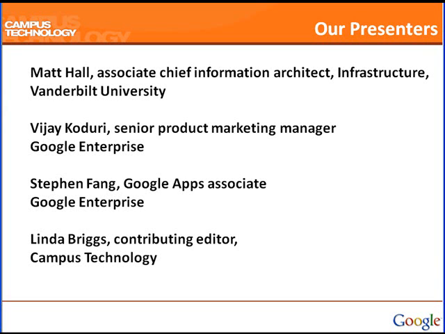Joining Matt today from Google is Vijay Kuduri. Vijay is a product marketing manager at Google Enterprise, focusing on the enterprise search product line. He brings over 15 years of experience in product marketing, marketing strategy, and business development. Vijay holds an MBA from the University of Michigan and a bachelor's in electrical engineering from the University of Illinois, Urbana-Champaign. Also from Google, we have Stephen Fang, a Google Apps associate for Google Enterprise.